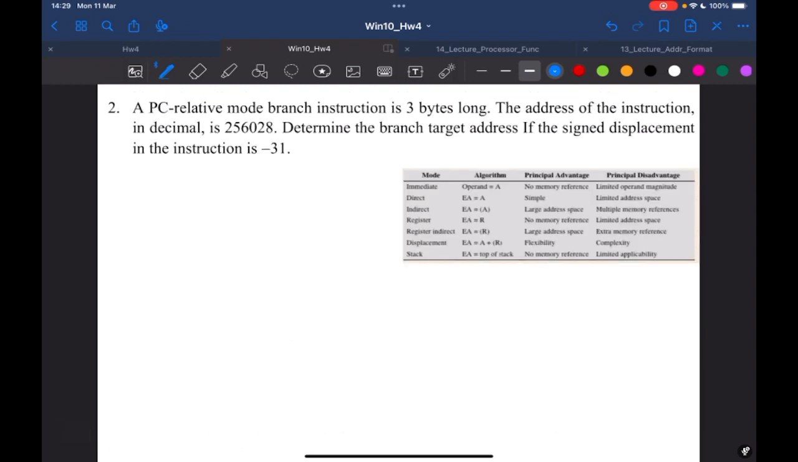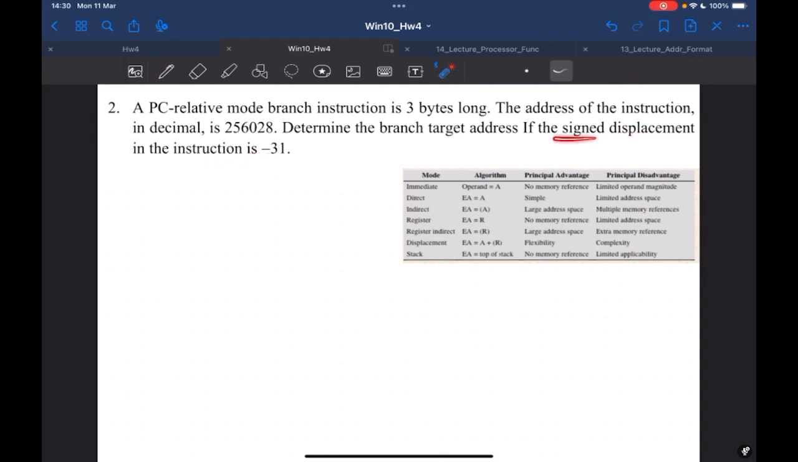Next, question number 2 is how do we find a branch target address when we are given a sign displacement instruction of negative 31? What happens here is this value we're given is the address of an instruction. Whenever an instruction is processed, this is the counter that bumps up, it increases over time as more instructions are executed. And so the question asks what happens when you have a displacement in the instruction.